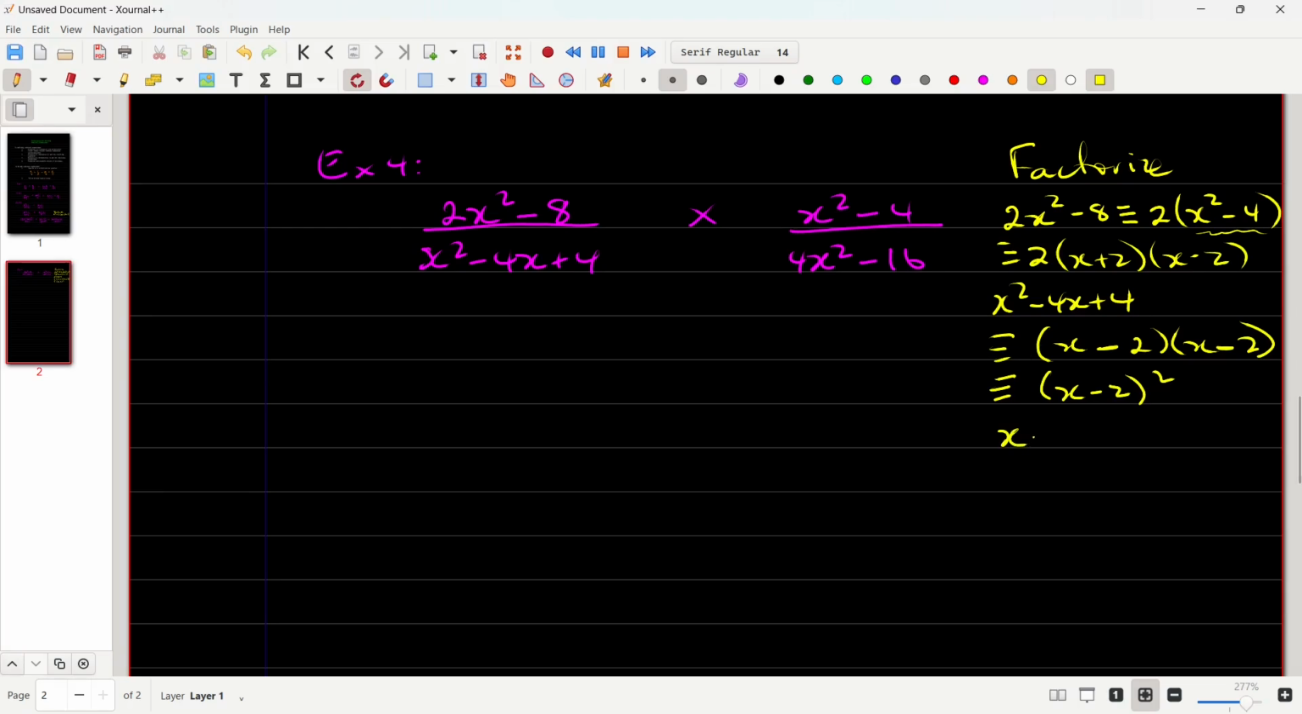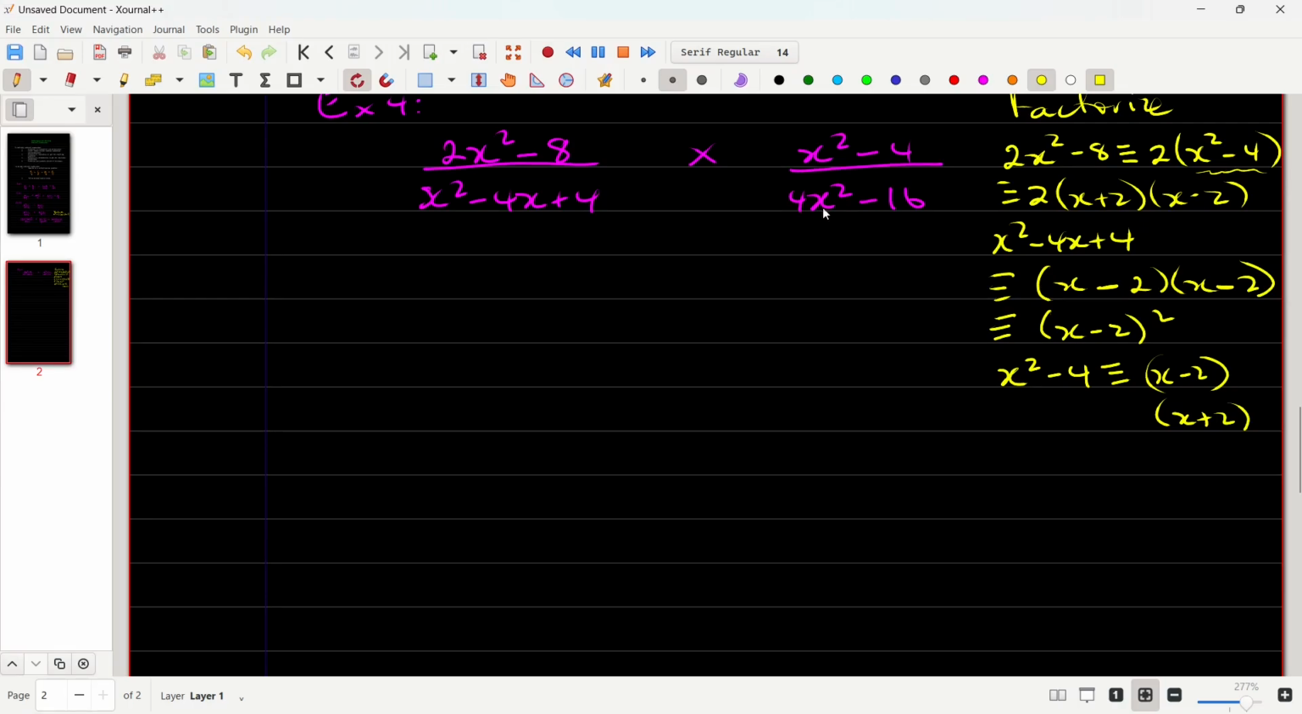I can see that x squared minus 4 is equivalent to (x minus 2) into (x plus 2). This is a difference of squares. Let's check this last one. 4x squared minus 16. I can see that this is equivalent to a difference of two squares again, (2x minus 4) into (2x plus 4). I can probably pull out a 2 as well, or I can pull out 4. And in fact, let me do it that way. I can simply pull out 4 here first, leaving me with x squared minus 4, and then this is equivalent to 4 into (x plus 2) into (x minus 2).